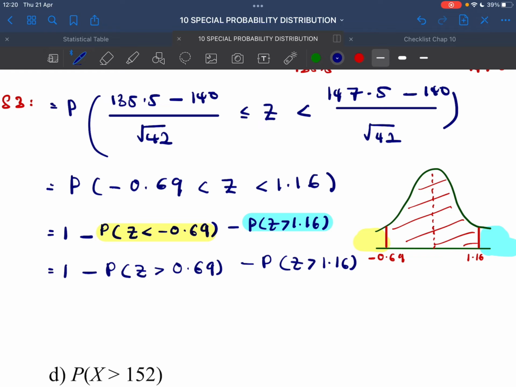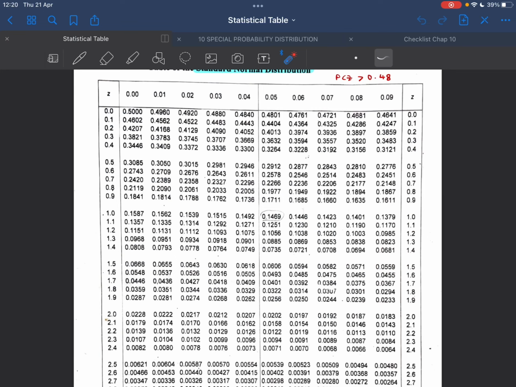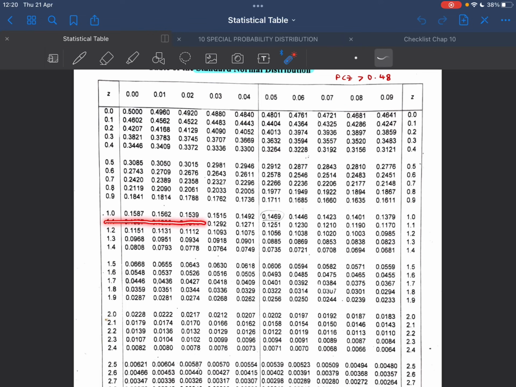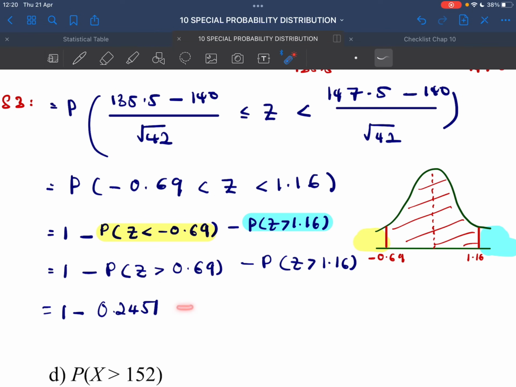Now you can see your table. So here we have 1 minus 0.69. Here 0.69 is here, so 0.2451. And here is 1.16. Go down to 1.1 and across until 6. Here is your 6. So the value is 0.1230. So the final answer will be 0.6319.